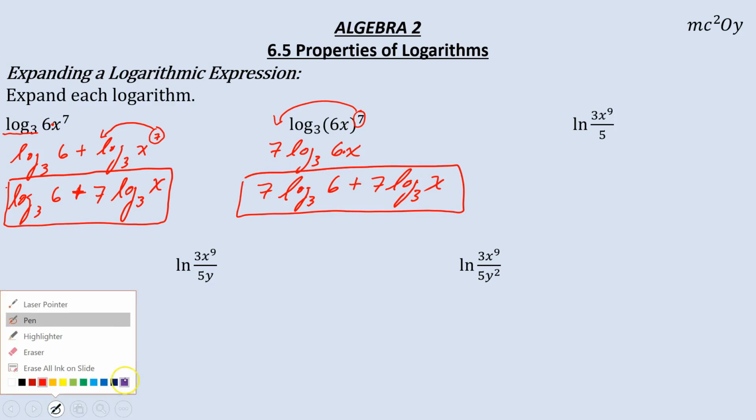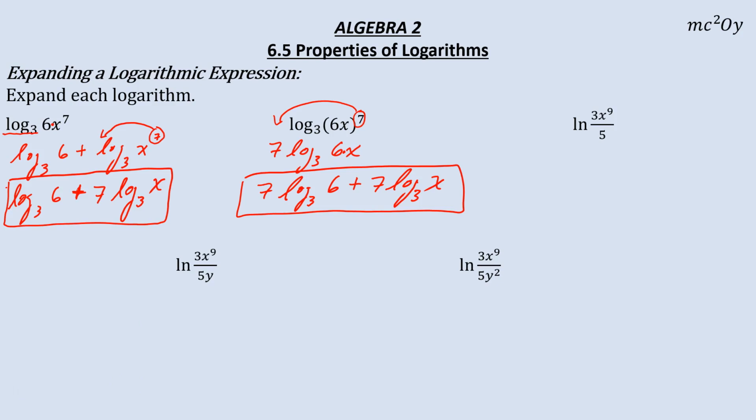All right, let's try another one here. You'll notice the rest of them also look similar. Whenever you see that division symbol, you have to think subtraction. And on the top, you have multiplication, so you have to think addition. So dealing with just the top part first, that would be the natural log of 3 plus the natural log of x to the 9th. And then on that bottom part, you'd have minus the natural log of 5.